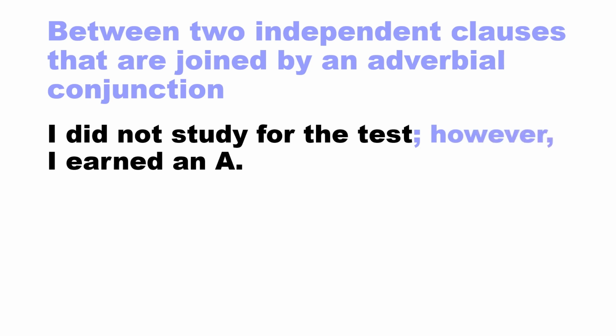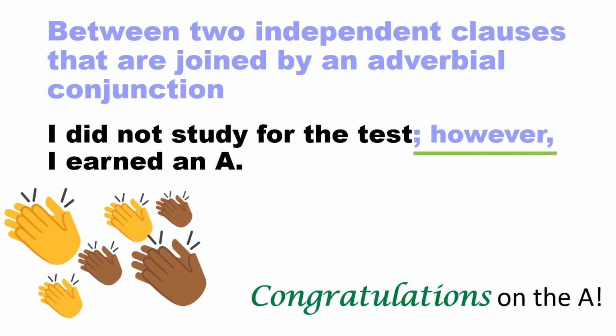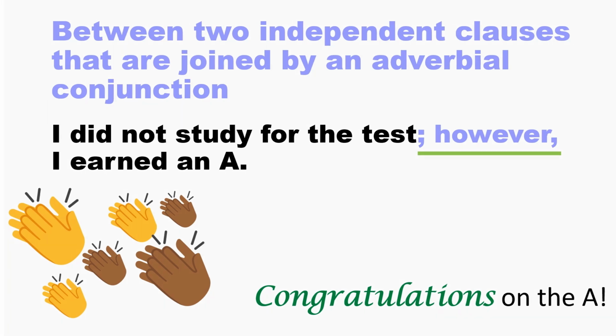Notice that the word however, that adverbial conjunction, helps to bring these two ideas that are not closely related together. That's what the adverbial conjunction helps to do: it makes a transition. Take a look at how the semicolon is being used. You have the semicolon, the adverbial conjunction, and then the comma. These three things work together between the two independent clauses.